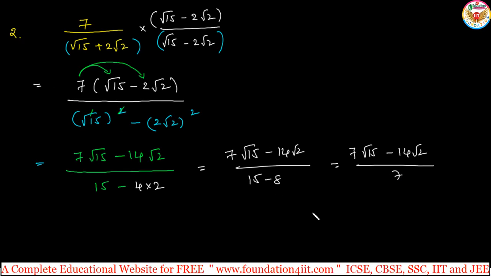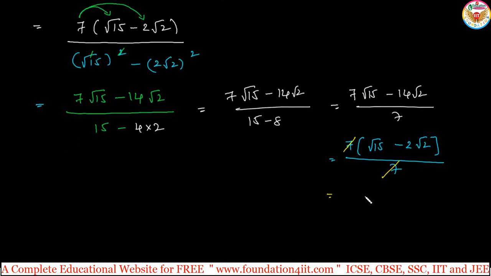We can simplify more. Observe here: 7 root 15 minus 14 root 2. 7 I can take common, because in the denominator there is a 7, I can cancel. Next step: root 15 minus, from 14, 7 is the common, more 2. So 2 root 2 divided by 7. Yes, now you can cancel this 7. Don't cancel like 7 and 7 directly, because you need to take the common first, then only you should cancel. Some of you make mistakes. So the remaining is square root of 15 minus 2 root 2, which is the answer. Divide by 1, so no need of writing. Okay, so this is one type of question.